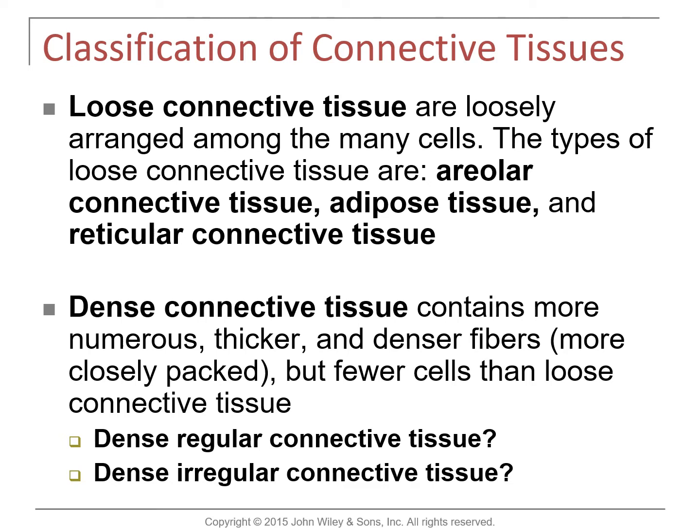Areolar connective tissue makes up the top layer of the dermis of the skin, the papillary dermis. It is also found around blood vessels, nerves, and organs. Adipose tissue, as you see, is the one that stores triglycerides and adipocytes. You find adipose tissue in the subcutaneous layer of the skin. So just below the dermis of the skin is a layer of adipose tissue that makes up the subcutaneous or hypodermis layer. There it provides insulation and protection.